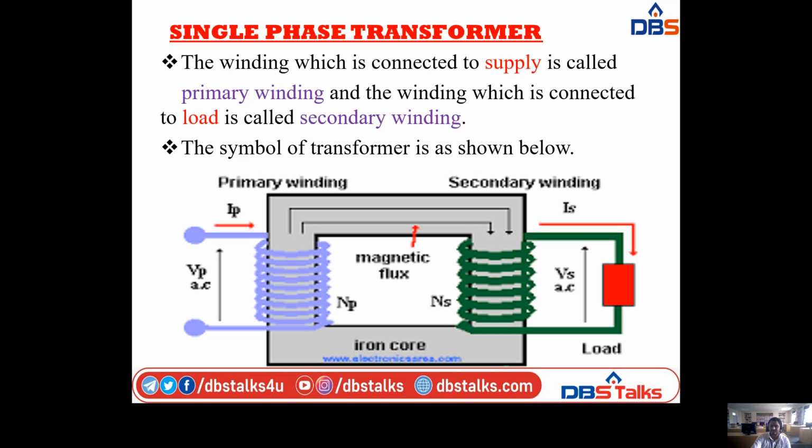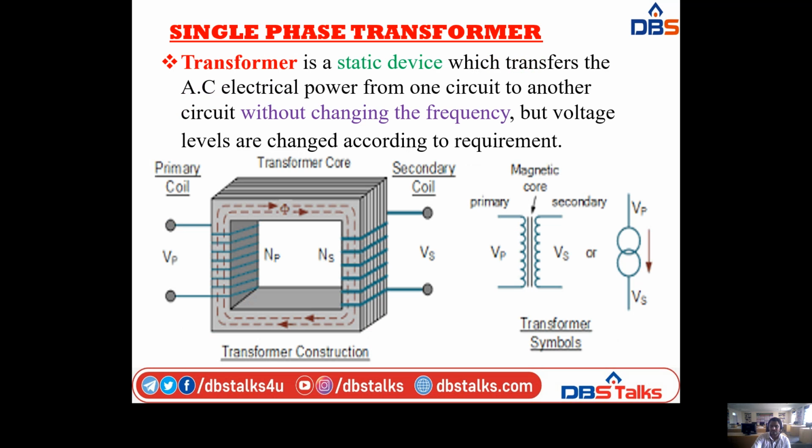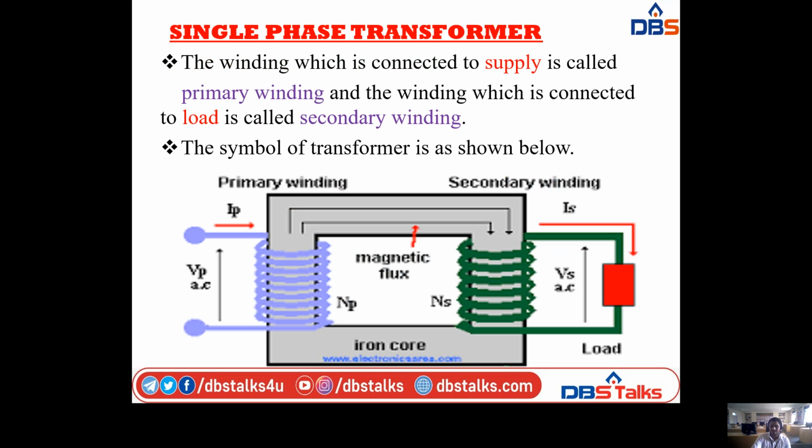So this is the symbol for the transformer. Okay, so actually I gave one symbol in the last slide. This is the general symbol, and this is the main symbol for the transformer. So I already said that we have a rectangular shape. Okay, this rectangular shape is called the iron core or magnetic core. For the magnetic core, the winding is connected. The winding which is connected to the supply is the primary winding, and the winding which is connected to the load, in this red square box, is called the secondary winding.